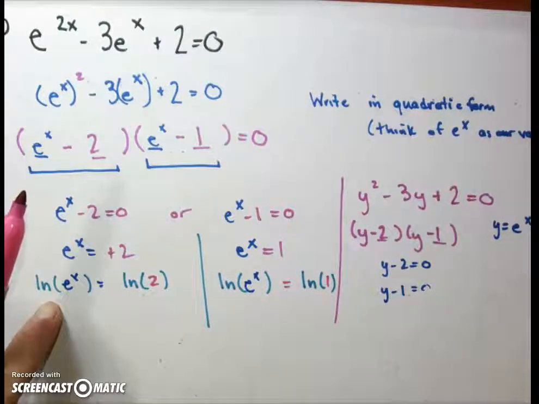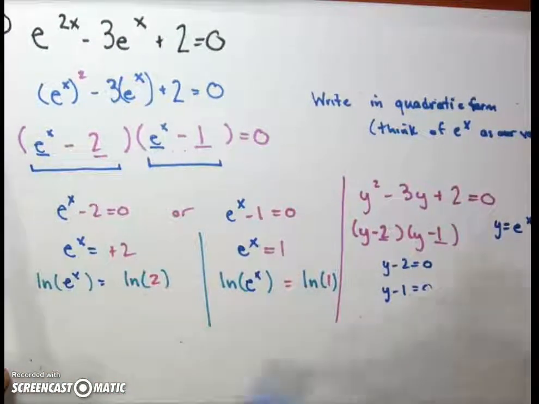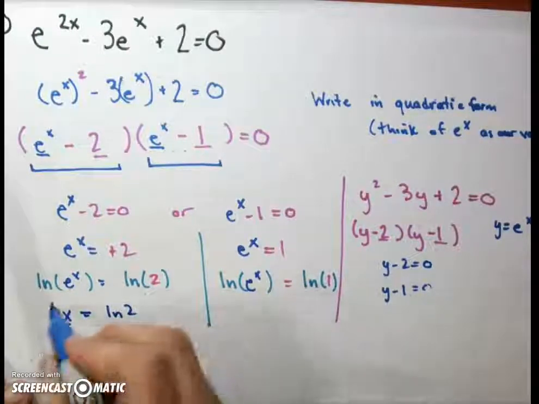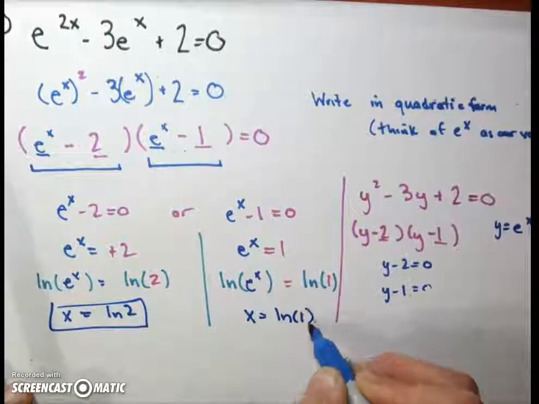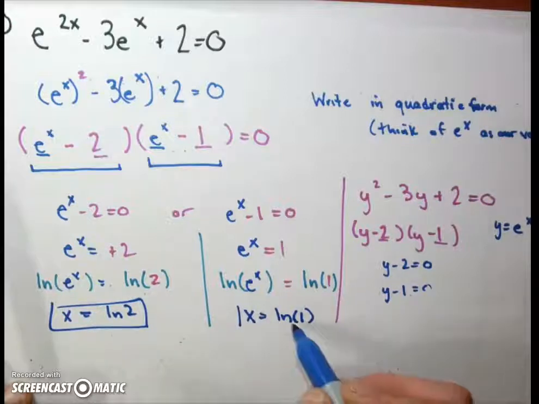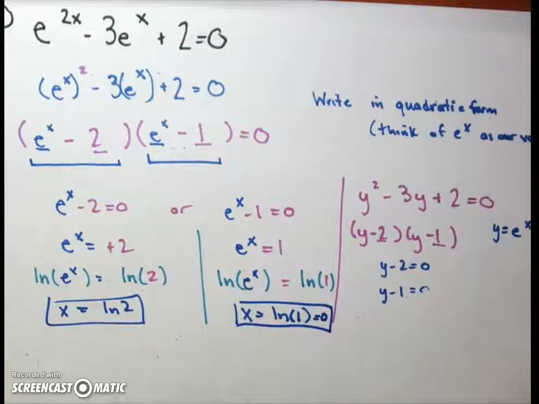Now by the inverse property, ln of e to the x is just x. So I have x equals ln of 2, or x equals ln of 1. And we know ln of 1 equals 0. So those are my options.